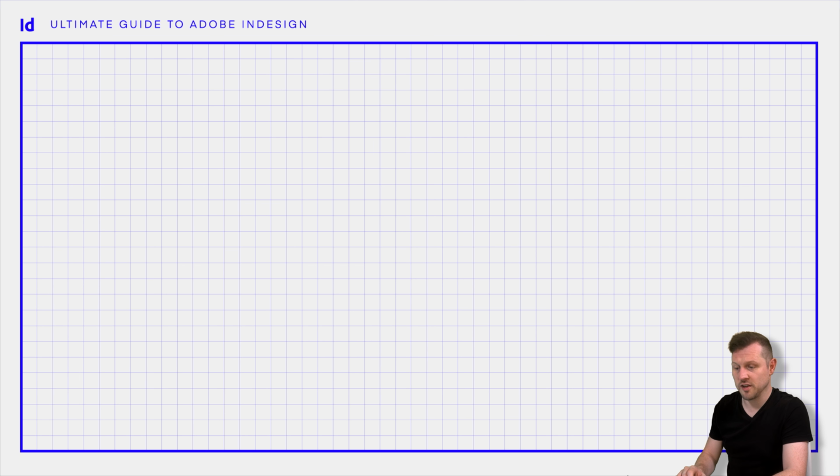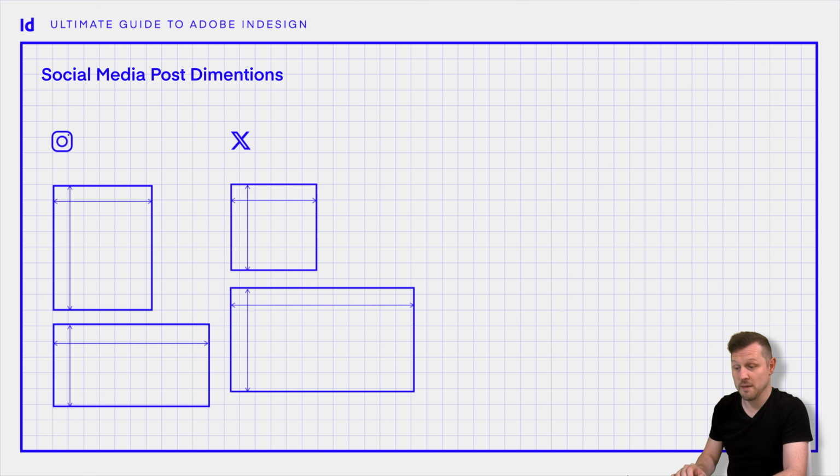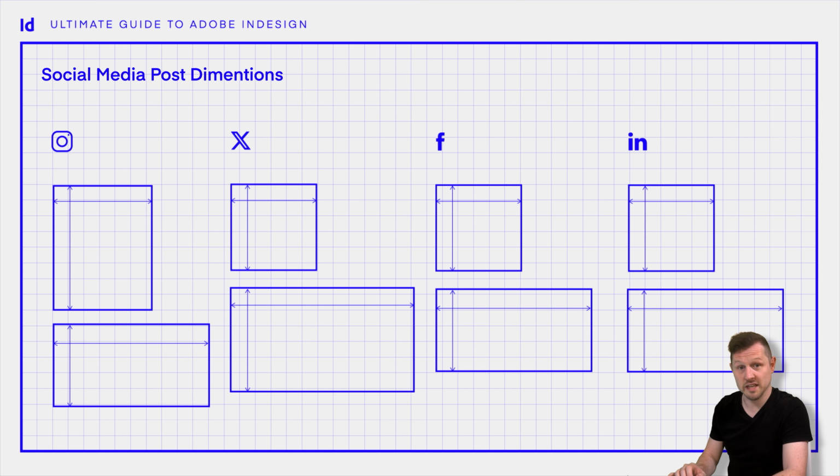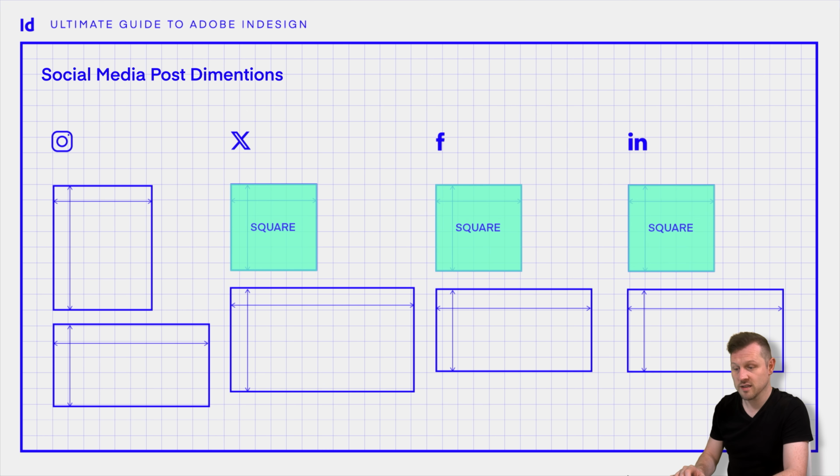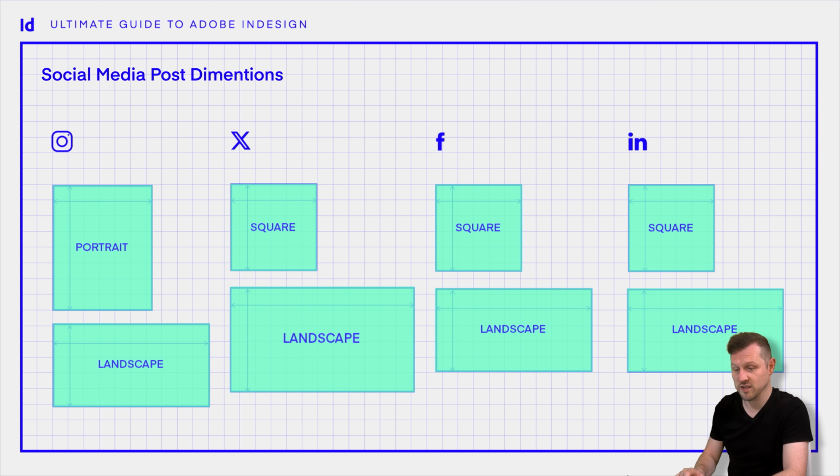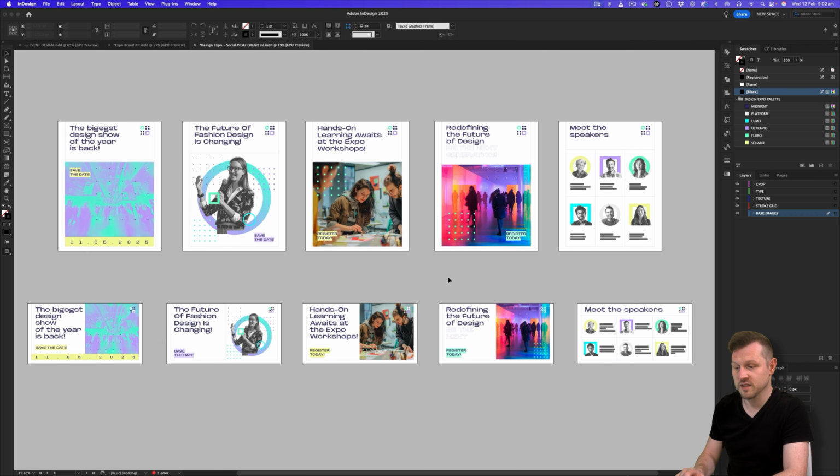Now, as of making this video, there are a wide range of post dimensions for a variety of social media platforms. Some are square, some are landscape, and some are portrait. Here is a document example of some social media posts for two specific sizes.